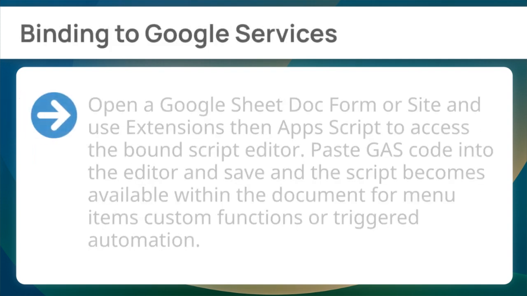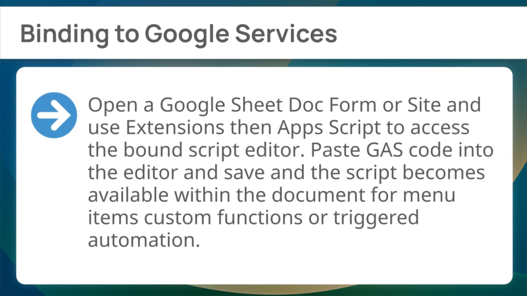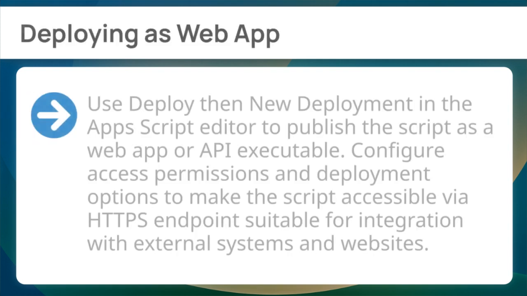Next, binding to Google services. Open a Google Sheet, Doc, Form, or Site and use Extensions then Apps Script to access the bound script editor. Paste GAS code into the editor and save, and the script becomes available within the document for menu items, custom functions, or triggered automation. Finally, deploying as web app.